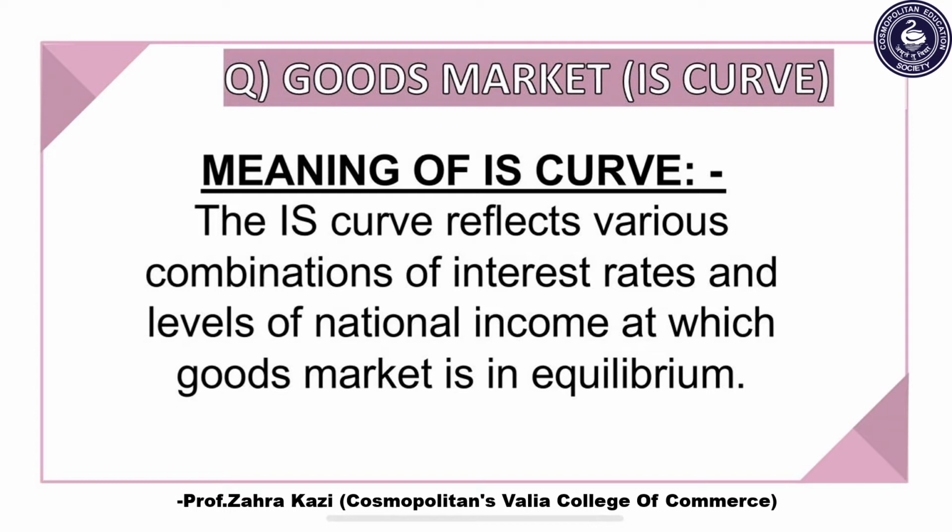The IS curve shows various combinations of two things: interest rates and level of national income at which the goods market is in equilibrium. We are doing the goods market, that is why we have written that at which the goods market is in equilibrium. So I repeat, the IS curve shows different combinations of what? Interest rates and national income at which the goods market is in equilibrium. When we draw the diagram, you will understand that on the x-axis we denote national income and on the y-axis we plot interest rates. So you will understand once we do the diagram.